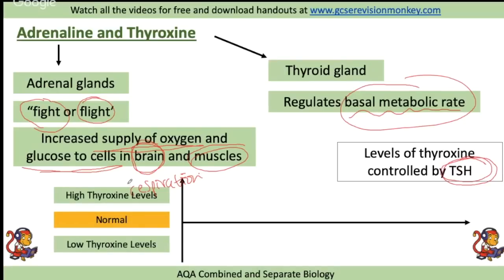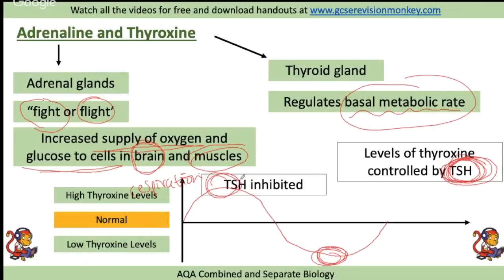So high thyroxine levels, you might have a cycle that looks like this again, where it goes high and then back to normal and then low again and then back up again. So if it gets too high, you want to stop the thyroid, so you want to inhibit the TSH. And if the thyroxine levels get too low, you want to stimulate the TSH to go to the thyroid and produce more thyroxine. So at this point, you've got the TSH inhibited, and at this point, you've got the TSH released to control the levels of thyroxine in the blood. So this could be another example of negative feedback that they talk about.